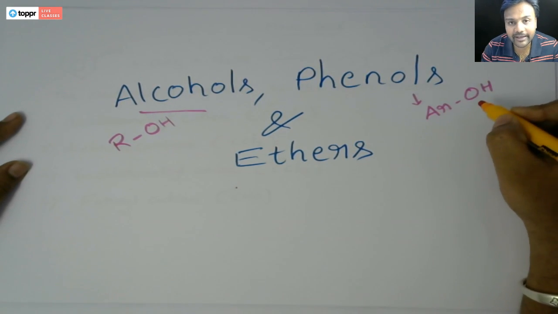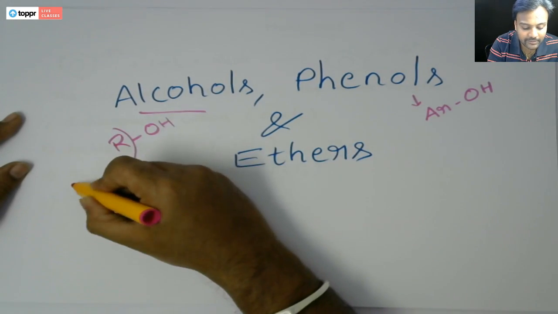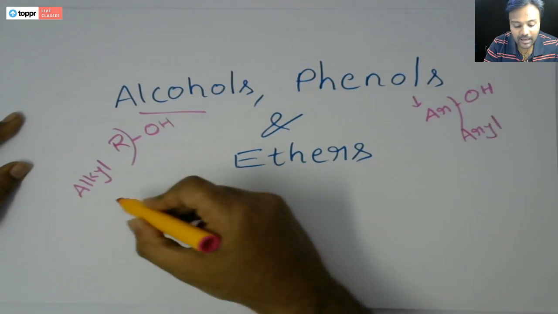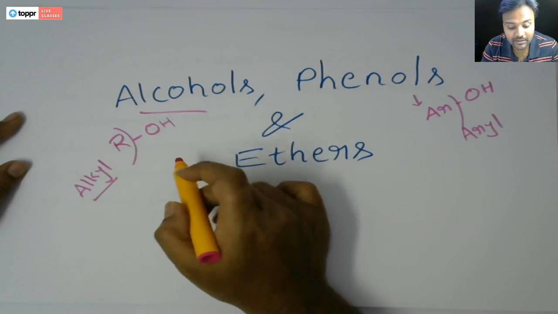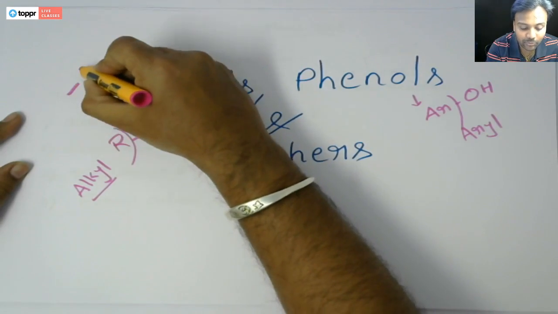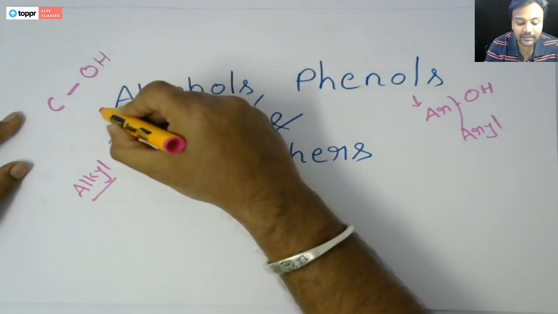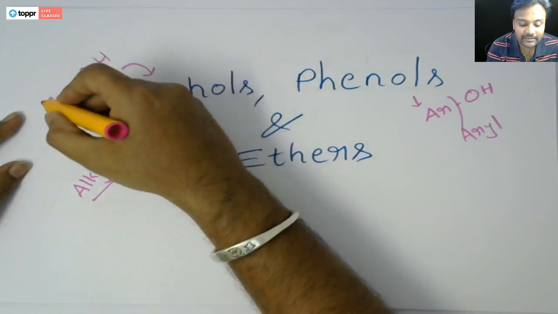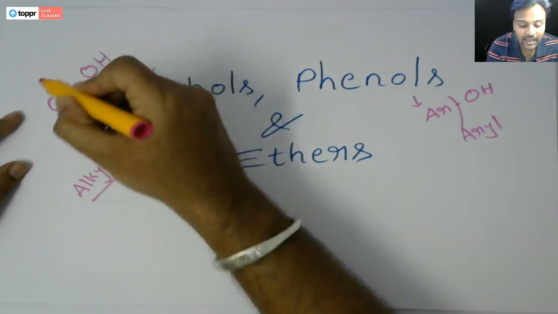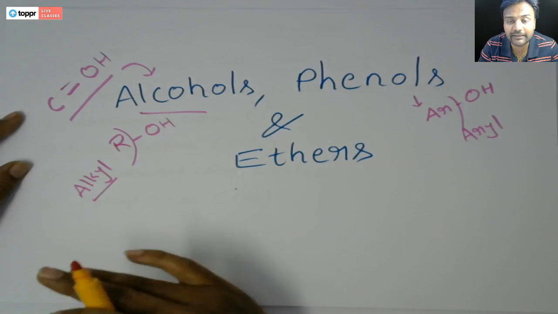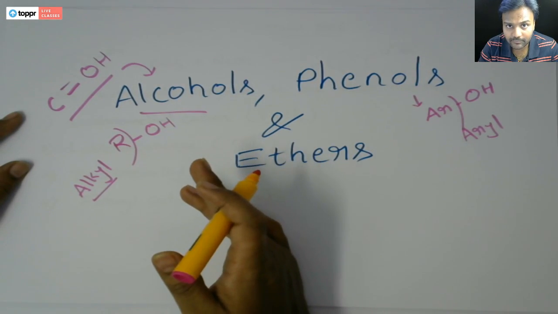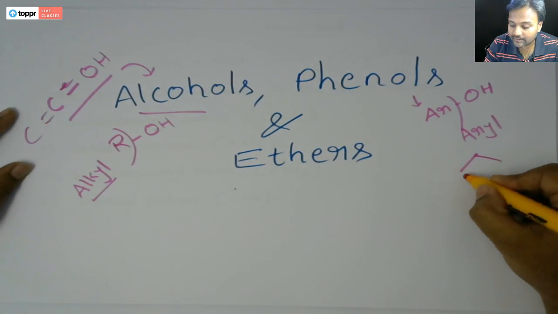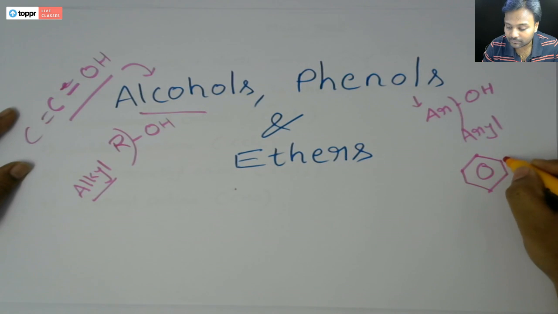What is the difference between R and Ar? R is an alkyl group, whereas Ar is an aryl group. Alkyl, like saturated hydrocarbons. If you have a hydroxy group attached to a saturated carbon, then we call it an alcohol. Whereas if the hydroxy group is attached to a carbon that is having a double bond, we call it an enol. Enols are completely different from alcohols, right? So usually you will be having enols like this. Whereas aryl is where you have an aromatic group like this.